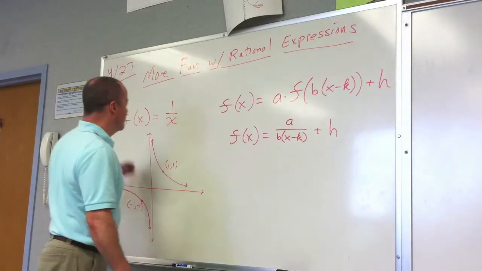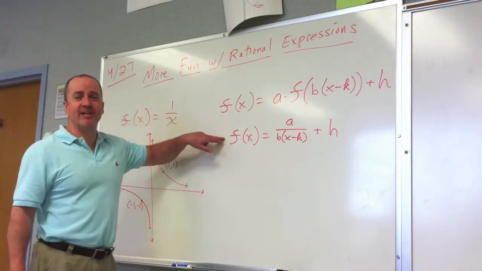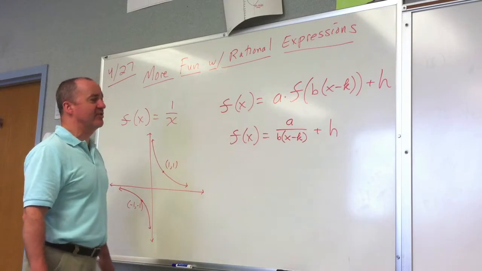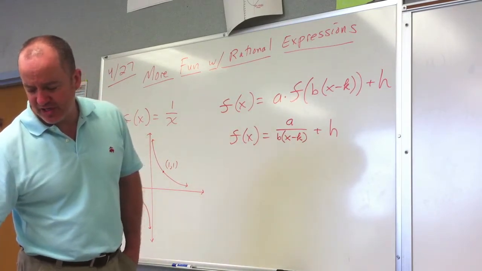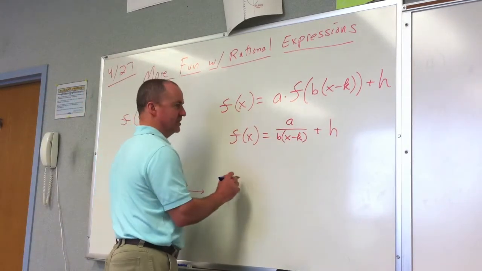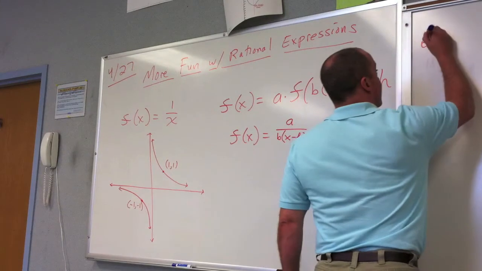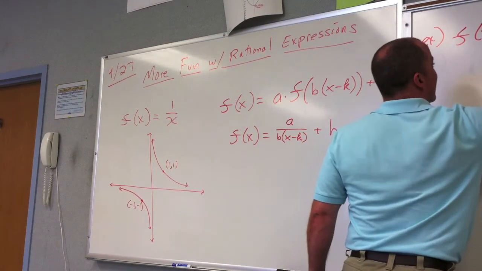So you can use this combined with this information to graph certain types of rational functions. For example, I'll start the example up here: f of x equals 1 over x plus 2.